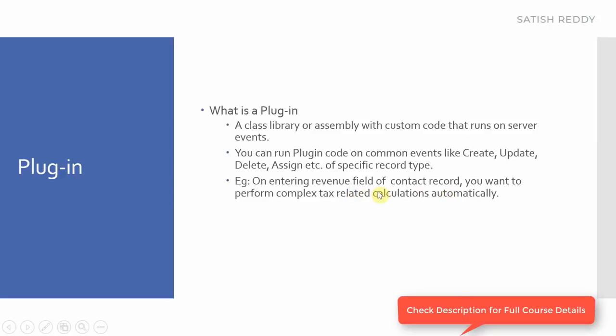So we are going to register this on, see, it says on entering revenue field of contact record. When someone updates revenue on a contact, you want to run your custom logic, right? So here the event is update, the entity is contact. That is the trigger point where you register your event.